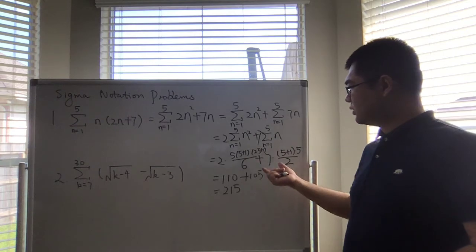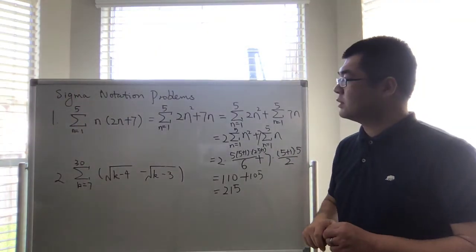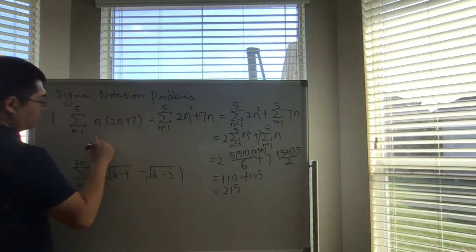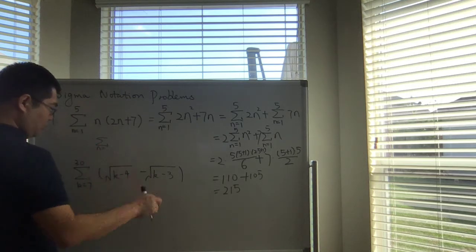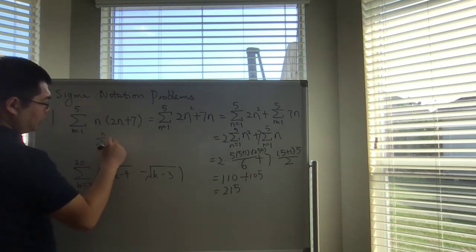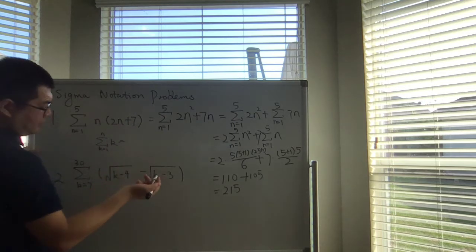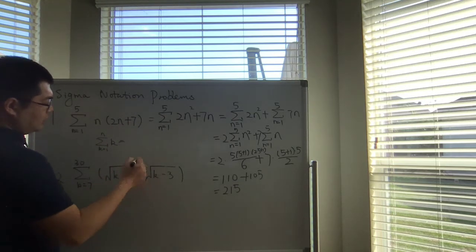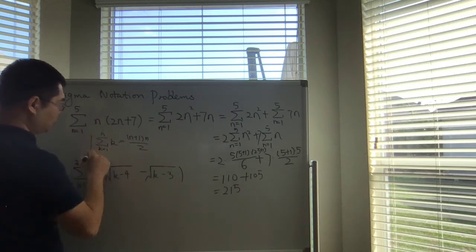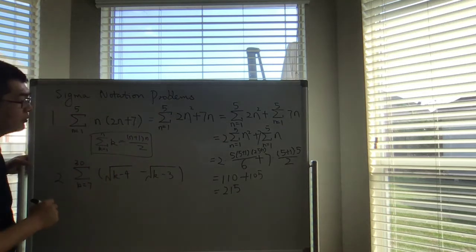Here we are actually using two of the summation formulas. Let me write it here. So the sum of, well, maybe let's use a different notation here, k from 1 to n of k. This is the sum of the first n integers. It's n times n plus 1 over 2, okay? This is one of them.